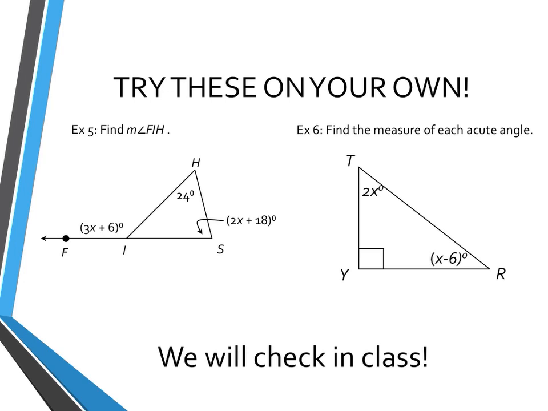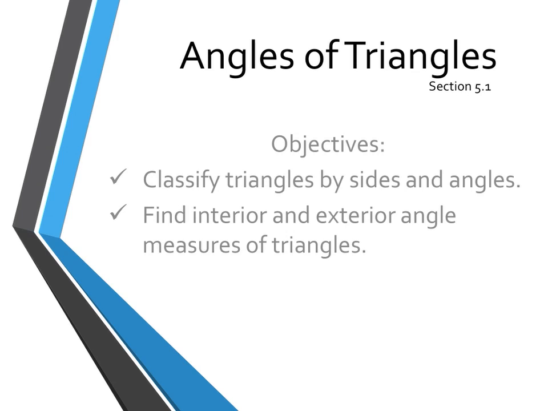Okay, so please try these on your own and we'll check them in class. All right, so that concludes our 2 objectives. So make sure you can classify triangles by sides and angles and find interior and exterior angle measures of triangles. The end. See you in class.